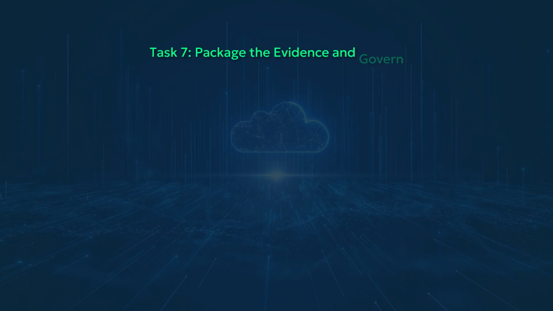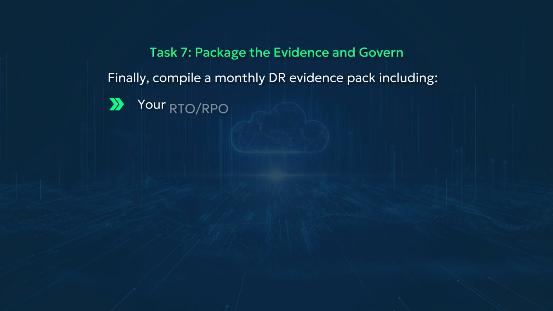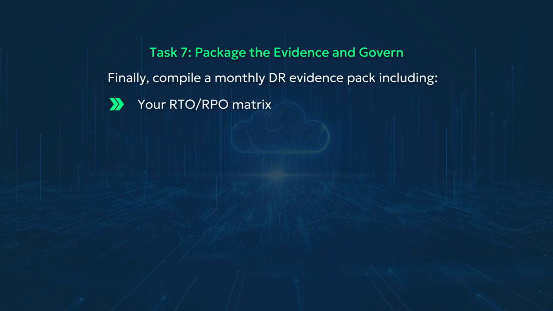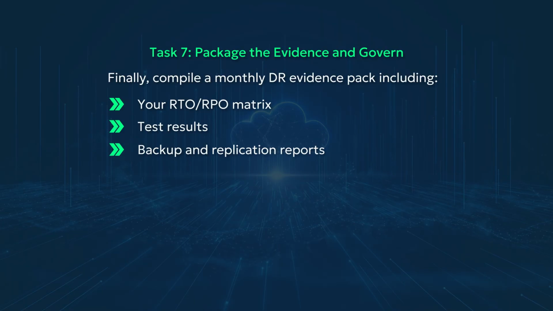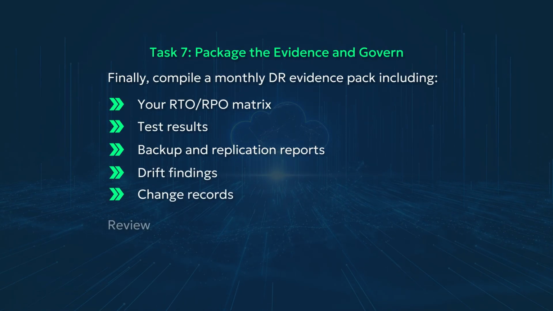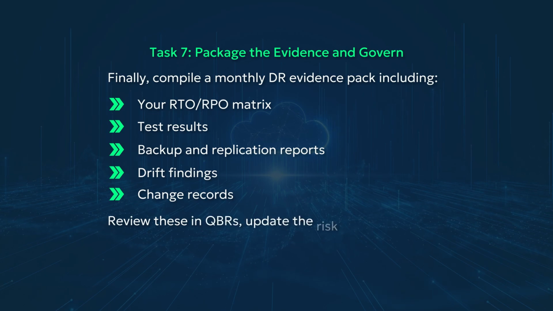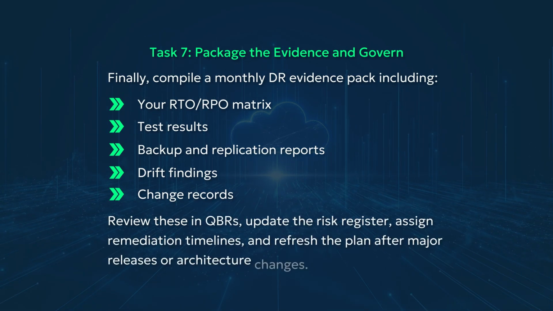Package the evidence and govern. Finally, assemble a monthly DR evidence pack that includes your RTO/RPO matrix, test results, backup and replication reports, drift findings, change records. Review these during QBRs, update your risk register, and assign remediation timelines as needed. After major releases or architecture changes, refresh the plan.